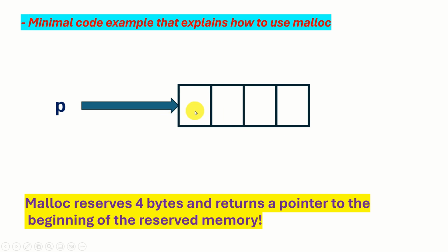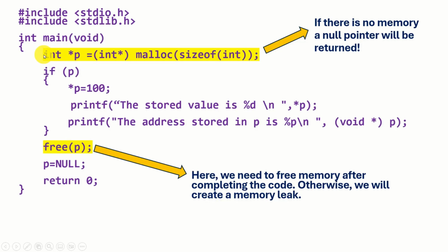And over here you can see 4 blocks. Every block is a single byte, and these 4 blocks will be used to store our integer. And this is also very important. If there is no memory, a null pointer will be returned. That is, p will become null, and over here you can use the simple if statement to check if p is null or not.